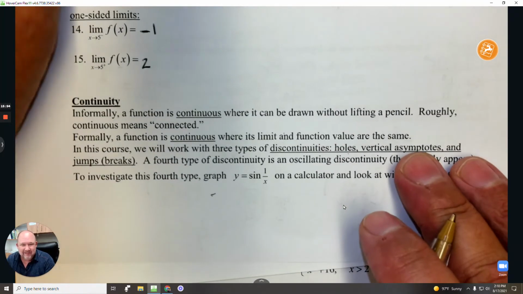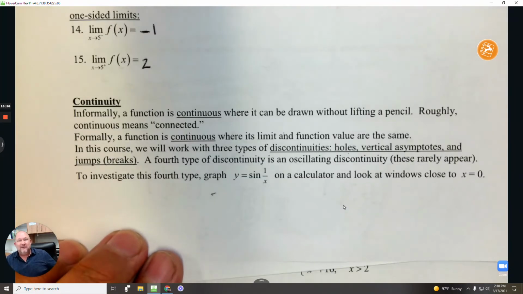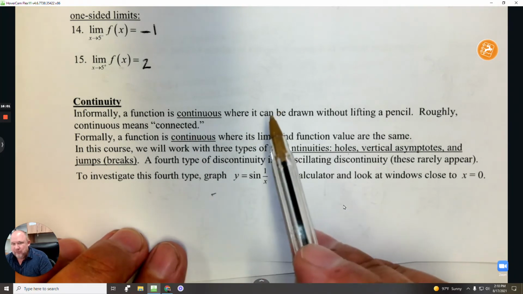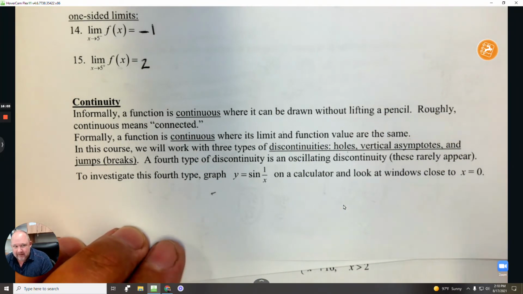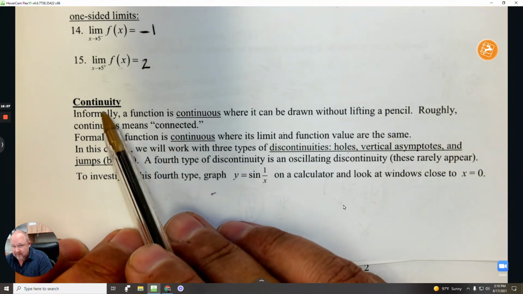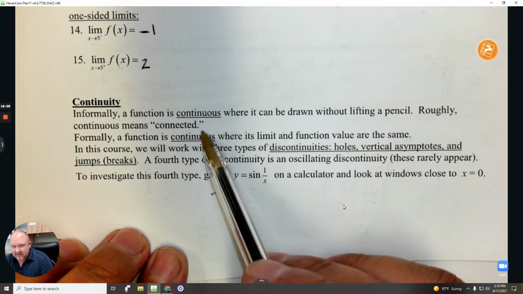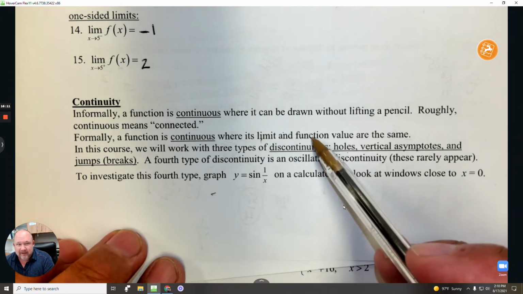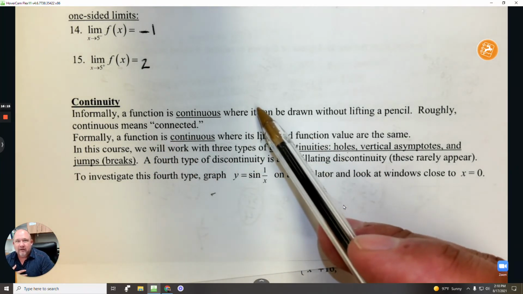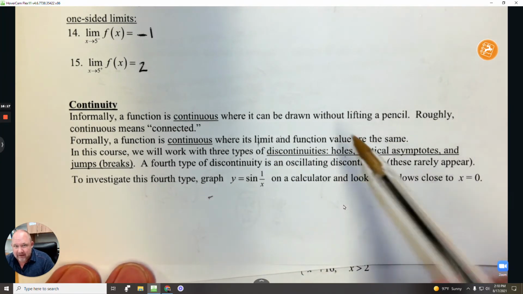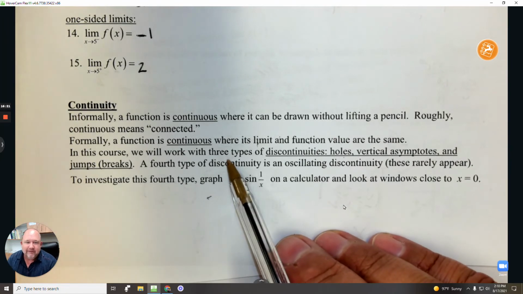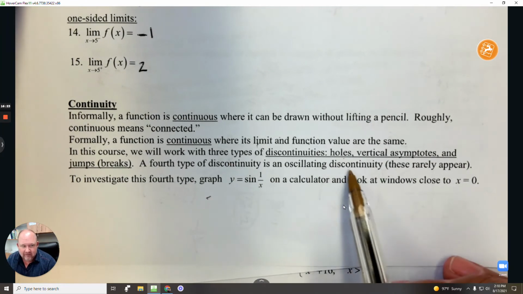Next part of the lesson, I ain't quitting, here we go, is about continuity. Informally, a function is continuous where you can draw it and not lift up your pencil, but roughly, but for a formal definition of continuity, a function is continuous when its limit and function value are the same. In this course, we'll work with three types of discontinuities, and they're holes, vertical asymptotes, and jumps or breaks in the graph. A fourth type of discontinuity is an oscillating discontinuity.